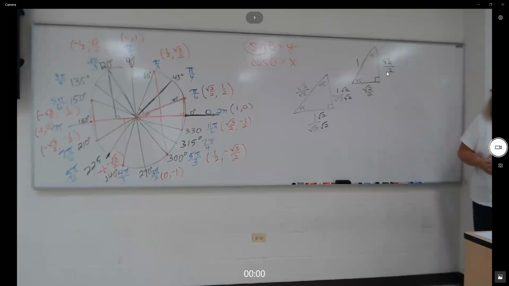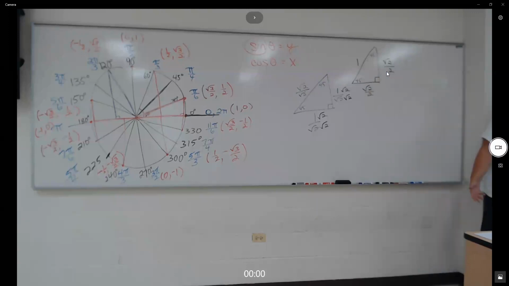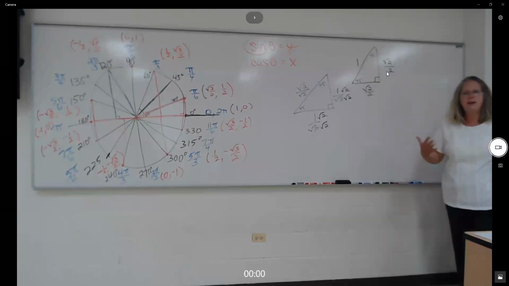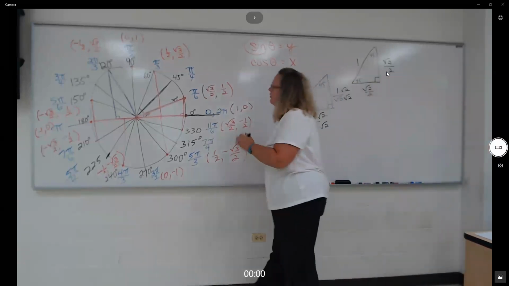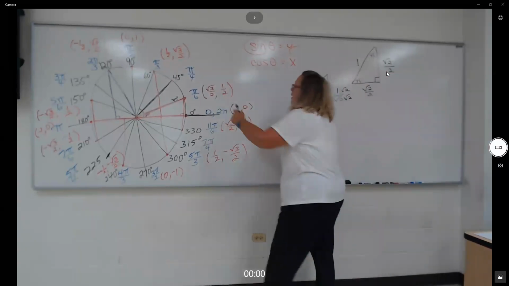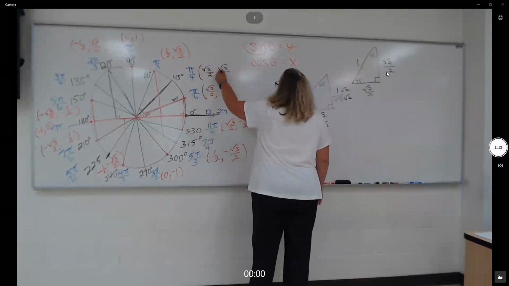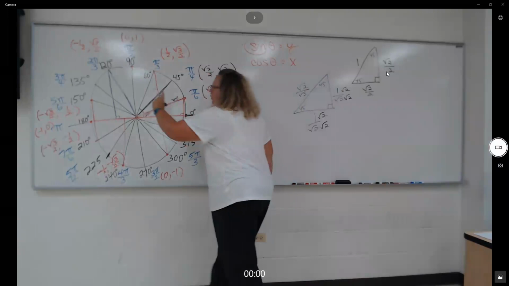If I give you a 45 or pi over 4, or we label those 3 pi over 4, your answer has to be square root of 2 over 2. Both x and y are the same, cosine and sine are the same. You just got to get your positives and negatives right. So this is square root of 2 over 2, square root of 2 over 2. What is this one?